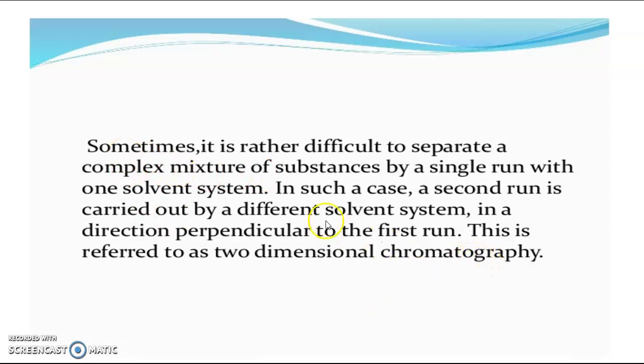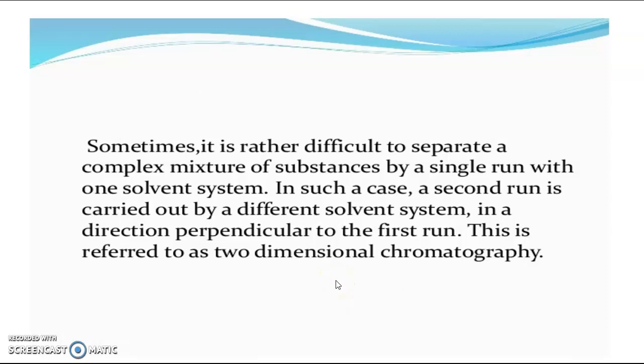two-dimensional chromatography. Sometimes it is rather difficult to separate a complex mixture of substances by a single run with one solvent system. In such a case, a second run is carried out with a different solvent system in a direction perpendicular to the first run. This is referred to as two-dimensional chromatography, which can also be explained as ascending chromatography or descending paper chromatography.